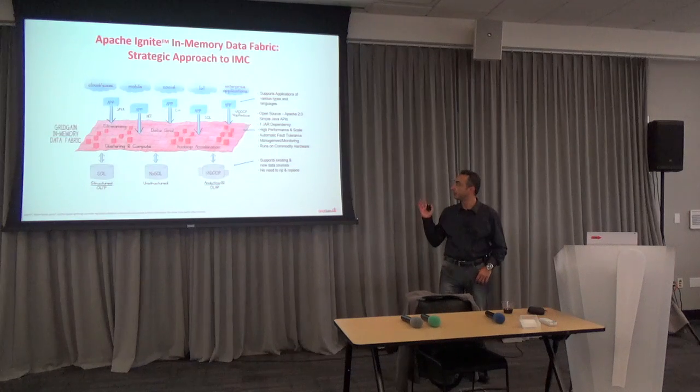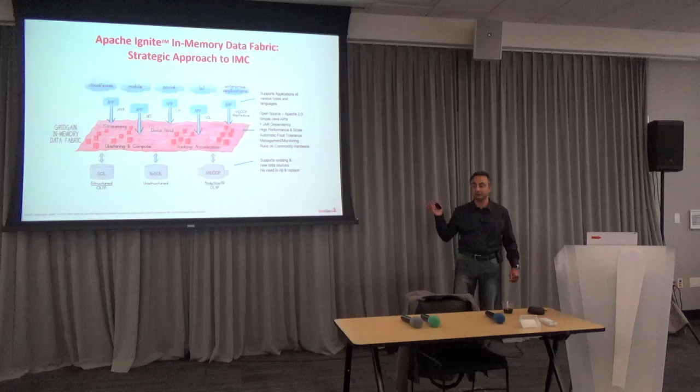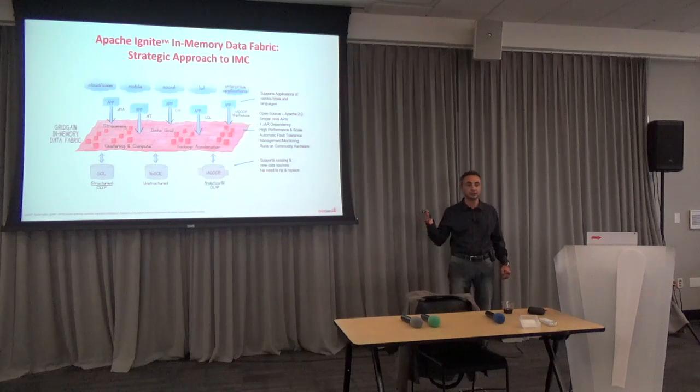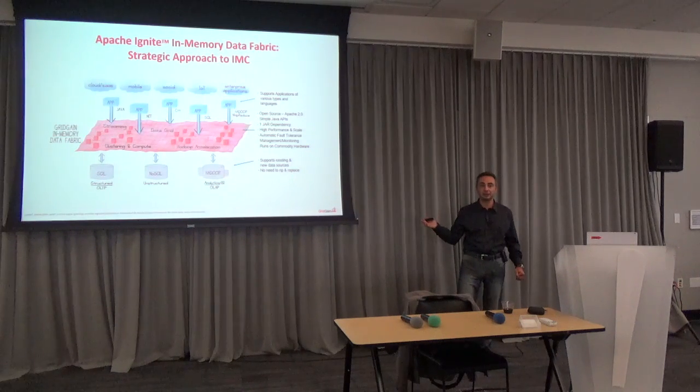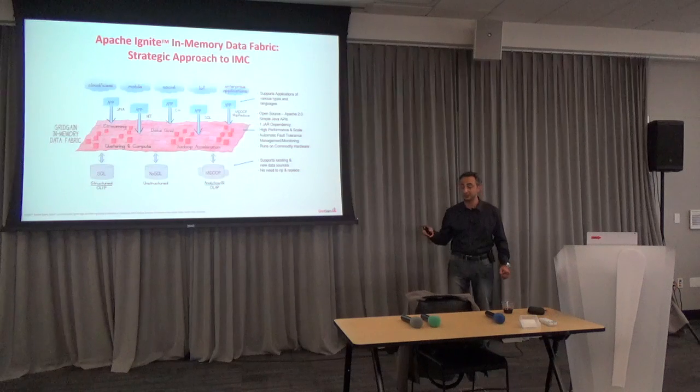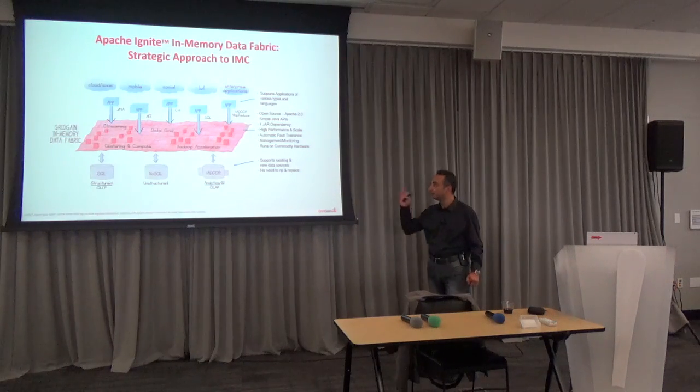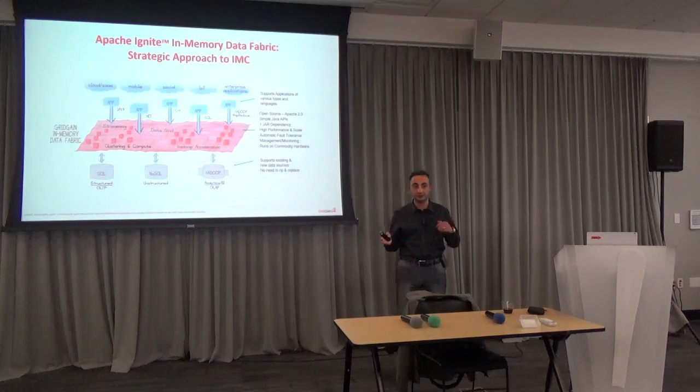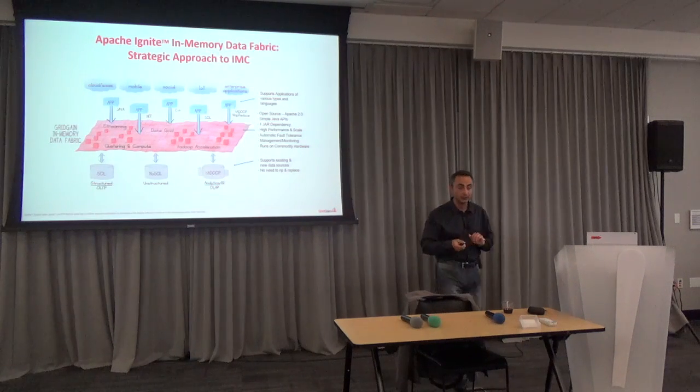And just a few facts about the platform, about the fabric. First of all, it's an Apache Ignite project. GridGain is a company that provides enterprise features on top of Apache Ignite. But the Apache Ignite project itself is part of the Apache Software Foundation. You can go there and download it for free.